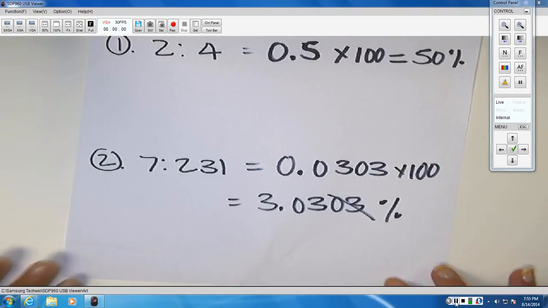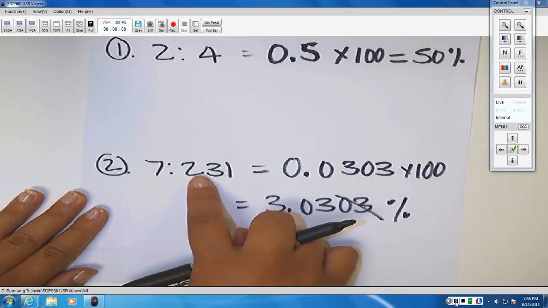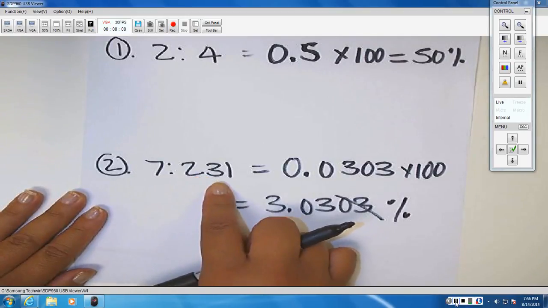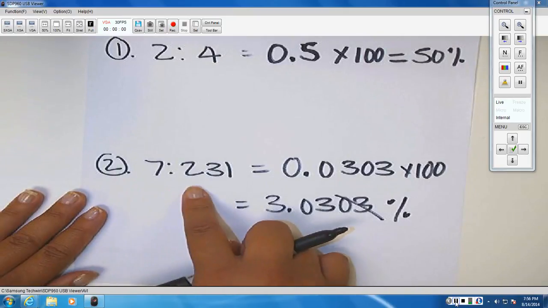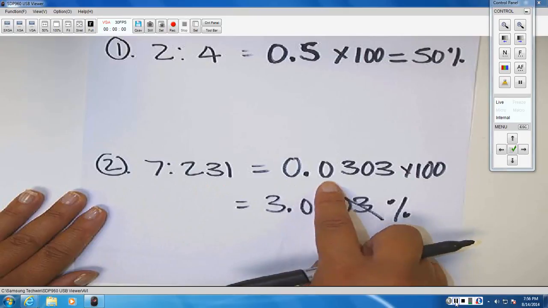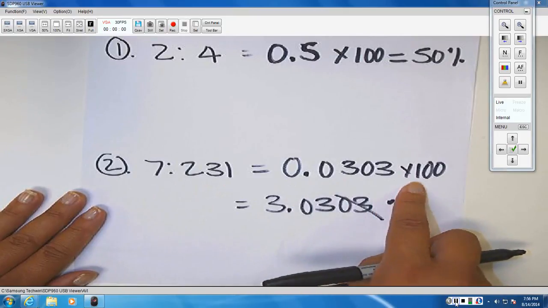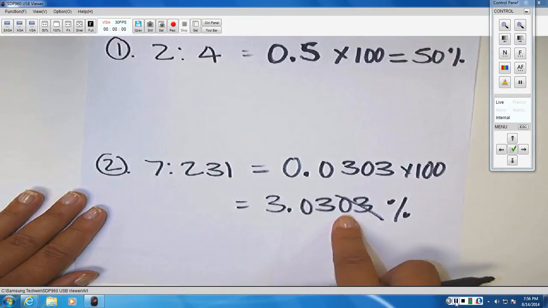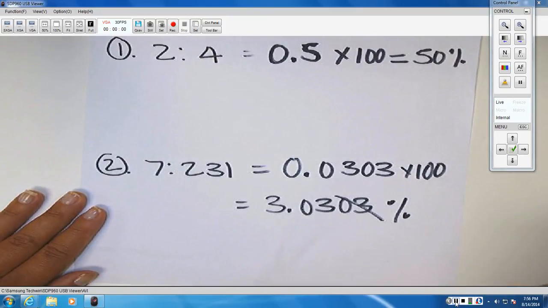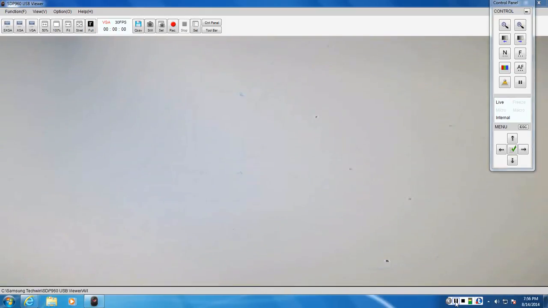So again, with this one, we took this ratio of 7 is to 231. The very first thing we did is turn it into just a decimal point by dividing the first number by the second number. When we divided 7 by 231, we ended up with 0.0303. To get that into a percentage, we multiplied it by 100 and ended up with 0.03% or 0.0303%. All right, let's do another one.